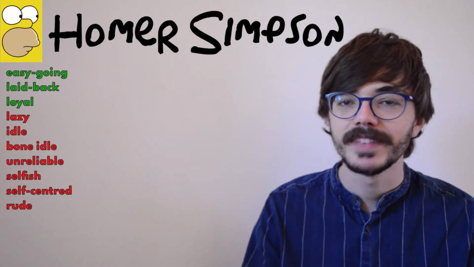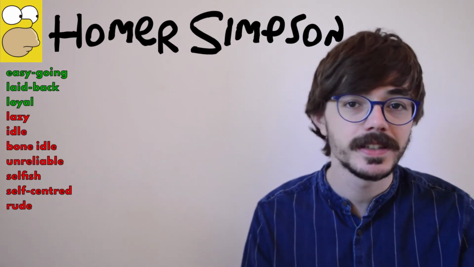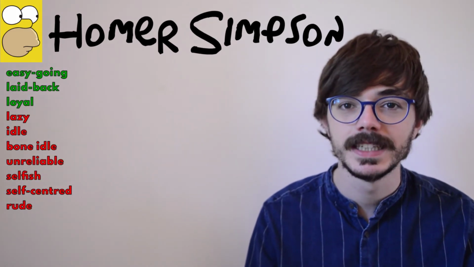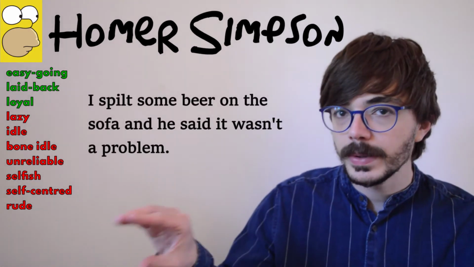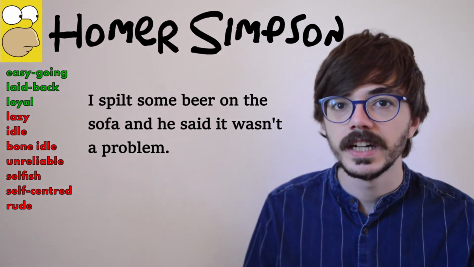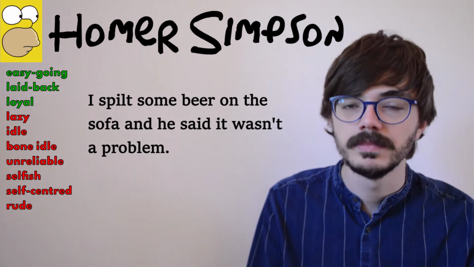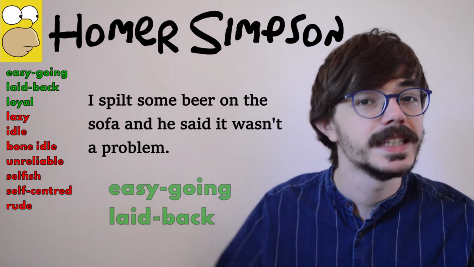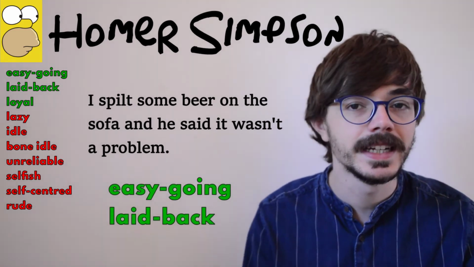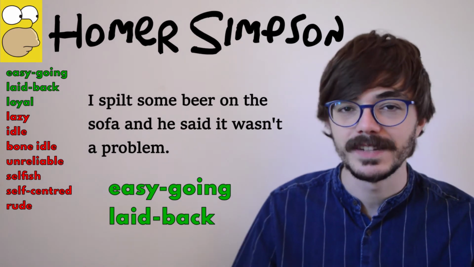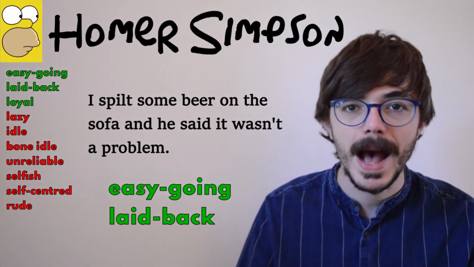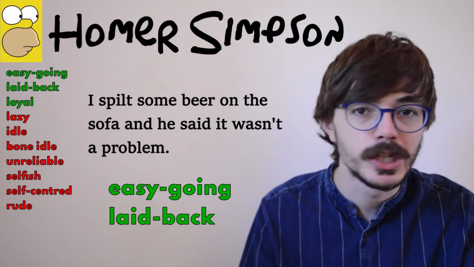Now our next character is Homer. Homer Simpson. So here are all the adjectives we could use to describe Homer Simpson. Now let's have a sentence about Homer. I spilt some beer on the sofa and he said it wasn't a problem. So we could say he's easygoing or he's laid back. He's very relaxed. He doesn't really mind if there's a problem or if something happens. He says, it's fine, don't worry about it.